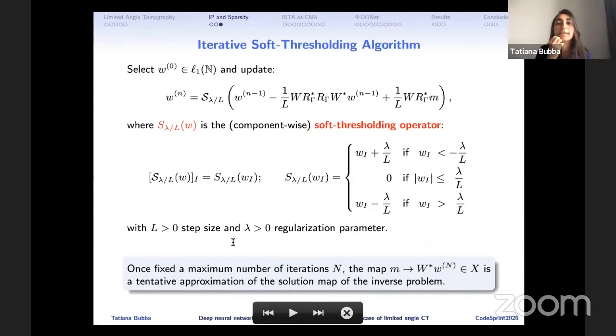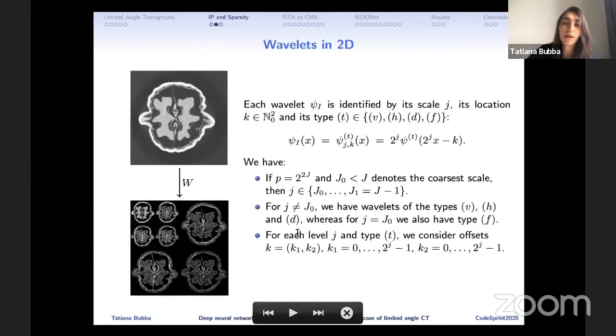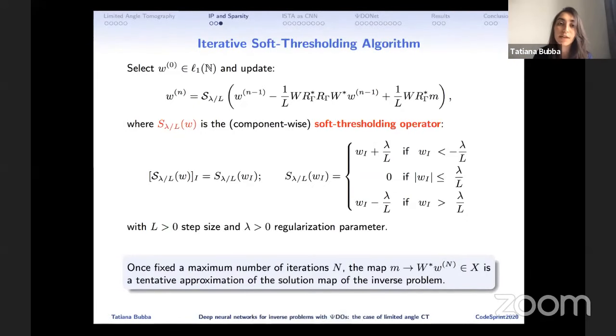If we now go back to the slide before, where I laid out this synthesis formulation for our problem, it is well known that a standard algorithm to solve this formulation is the Iterative Soft Thresholding Algorithm, introduced, I think, in 2004 by Daubechies, Defrise, and De Mol. It's a seminal paper in regularization theory using wavelets to carry out the regularization.